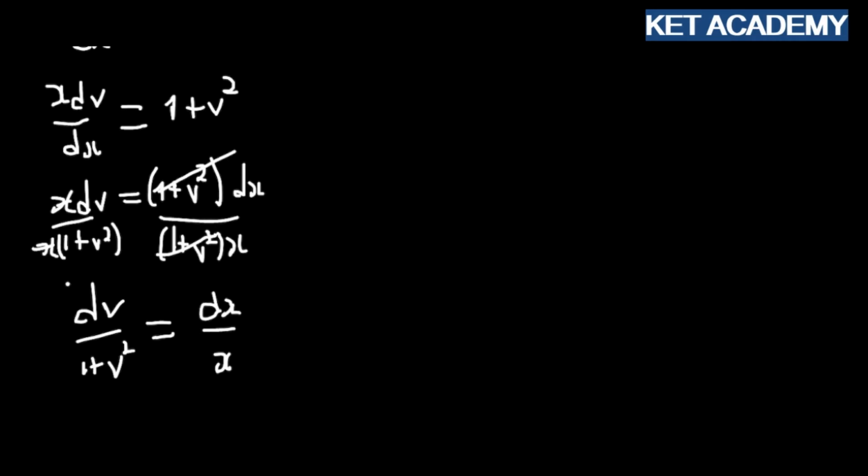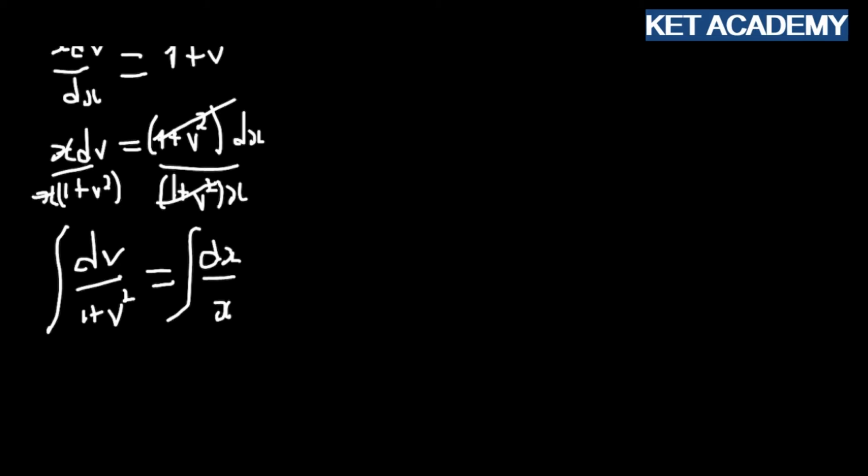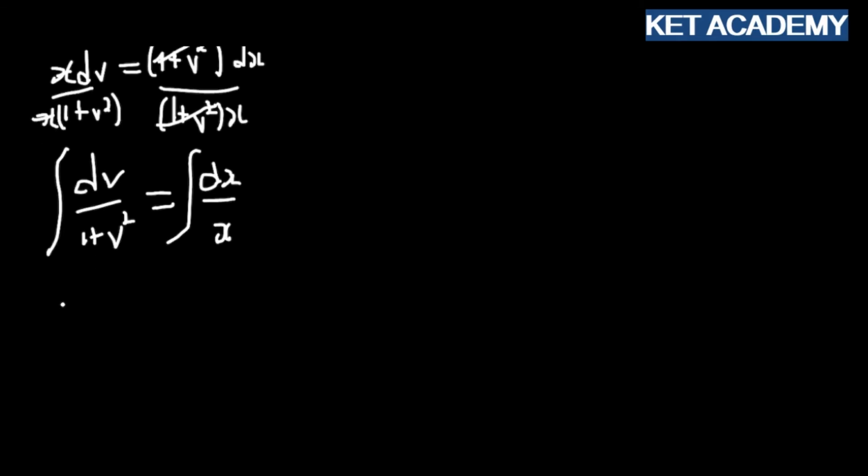So we're going to take our integral on both sides. The integral with respect to v here will simply be the tan inverse of v. So this will be equal to the ln of the absolute value of x plus our constant k. Now this is what we have.